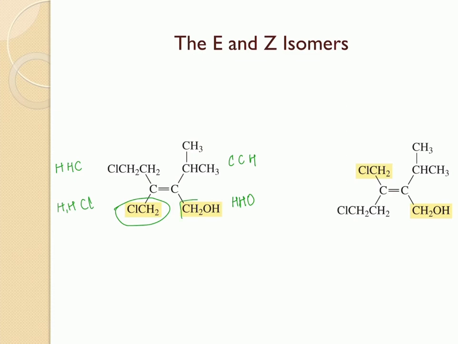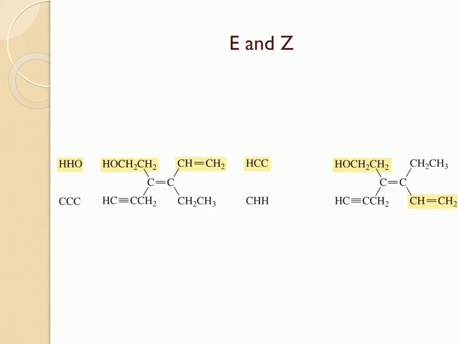And since the two high priority groups are on the same side, this molecule is Z. Here, the two substituents are on the opposite side, and therefore this should be E. The third rule is that if an atom is doubly bonded to another atom, the priority system is going to treat it as if it were singly bonded to two of those atoms. And similarly, if an atom is triply bonded to another atom, the priority system is going to treat it as if it were singly bonded to three of those atoms. Let's do some examples on these.